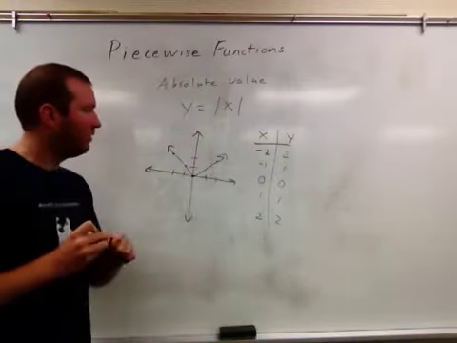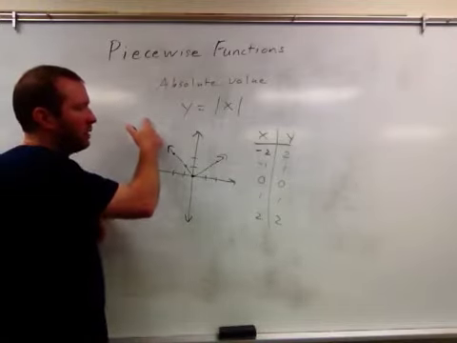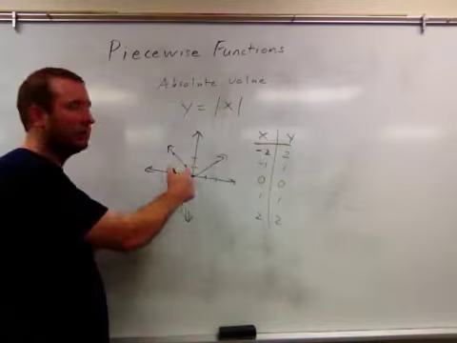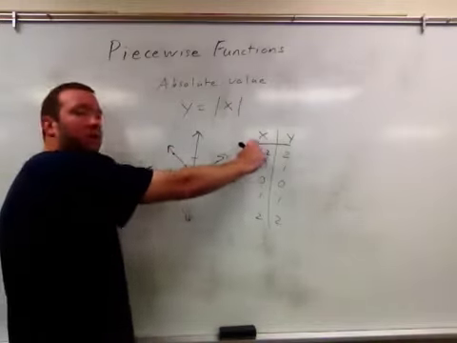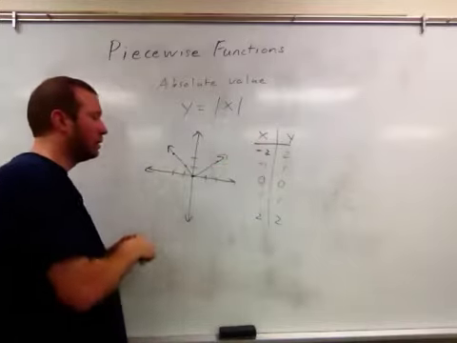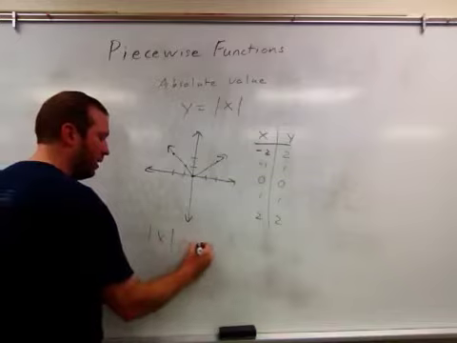So what do I really have here? I really have two lines. I've got this line, which is actually the line y equals -x, or y equals the opposite of x. And I've got this line y equals x. Okay? And so that's what this is. The absolute value of x is really defined by a piecewise function.